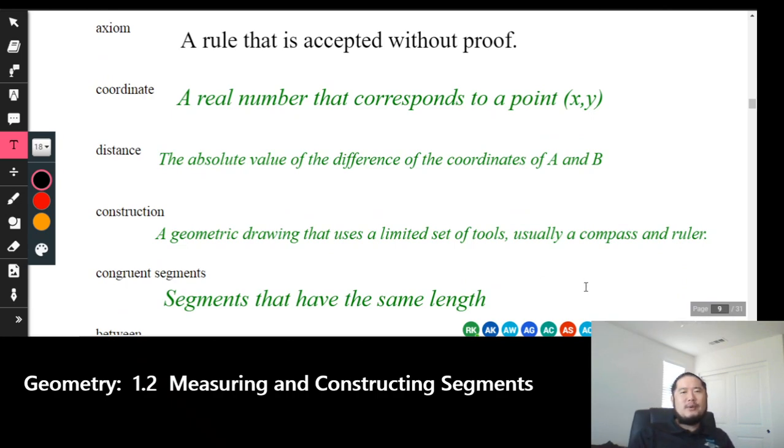Congruent segments are segments that have the same length. Now, some of you may think it's the same thing as equal. It is, however, we only use the equal sign typically when we're given actual numbers. If I know one segment is 5 and the next segment is also 5, then I can go ahead and use the equal sign. But if all I know is that this segment right here is the same length as this segment down here, then we just say that they are congruent.